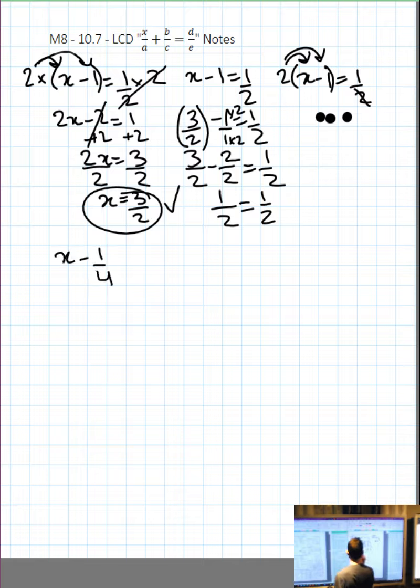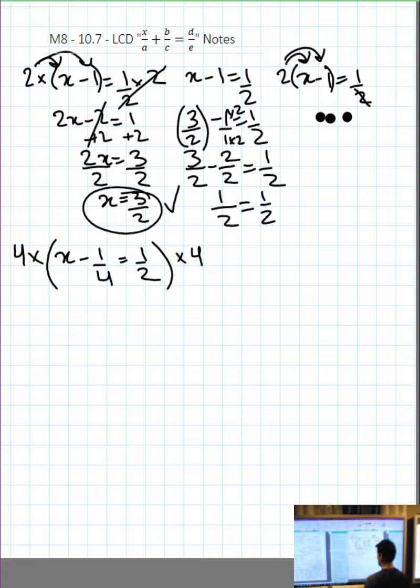x minus 1/4 equals 1/2. So sure, I could add 1/4 to both sides, but I'd rather times both sides by the LCD. So I'm just going to put brackets around the whole thing. The LCD is 4. I'm going to times both sides by 4. Go back to fractions and learn about LCDs. The lowest common denominator is the lowest number both denominators go into. The lowest number 2 and 4 both go into is 4. So I'm going to times both sides by the LCD, which is 4.